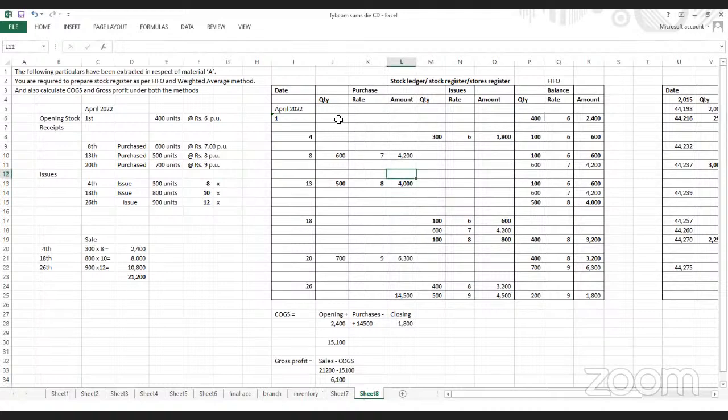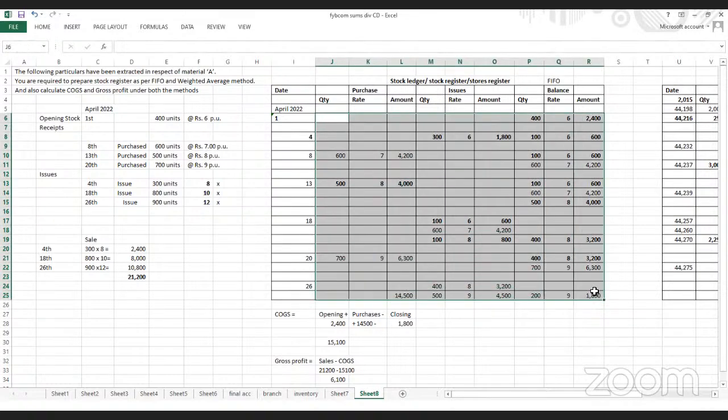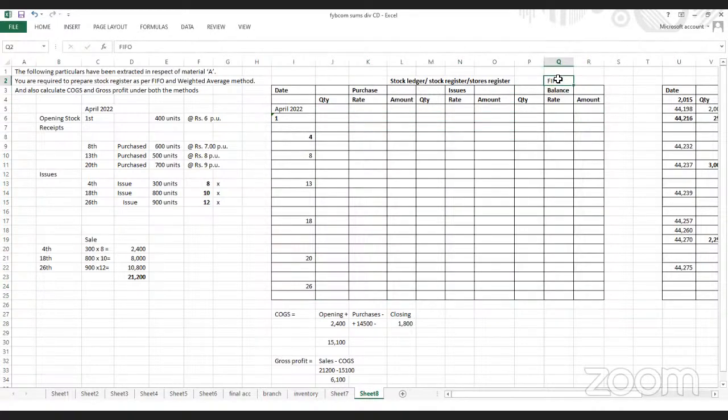I'll clear out all the other transactions. Now we'll solve this with weighted average method, AM. If you want to refer to that earlier part, you can just rewind it. Just drag the scroll bar back and you can again watch it.